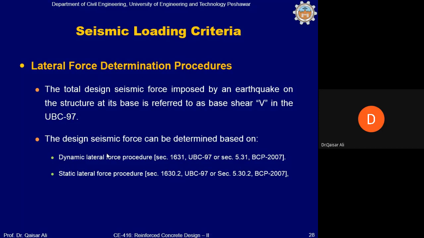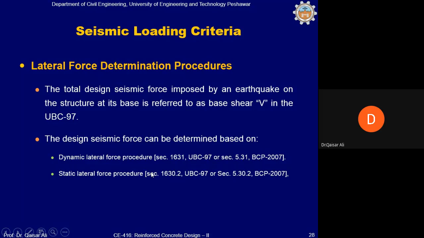There are two procedures currently in the code. One is called the dynamic lateral force procedure, which is covered in section 1631 of UBC 97 and section 5.31 of the BCP 2007. As I said earlier, the building code of Pakistan, except the seismic hazard zoning map and seismic hazard zoning parameters, is more or less the same as UBC 97. So the sections are also the same. Only 16 is being replaced by 5. So this 1631 is 5.31.